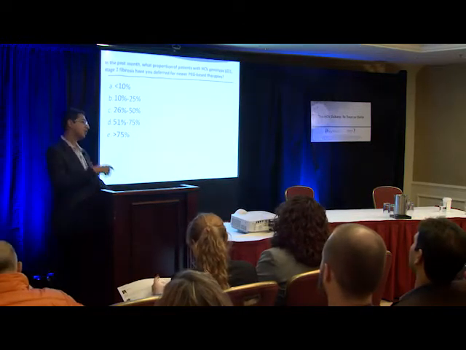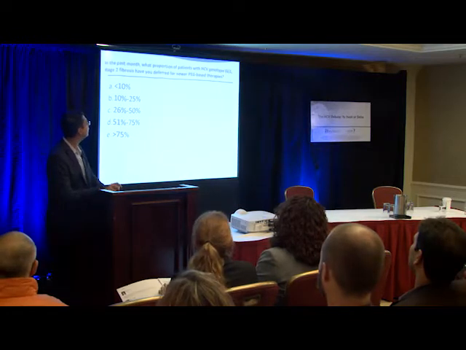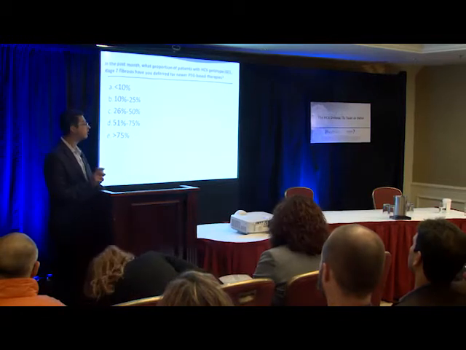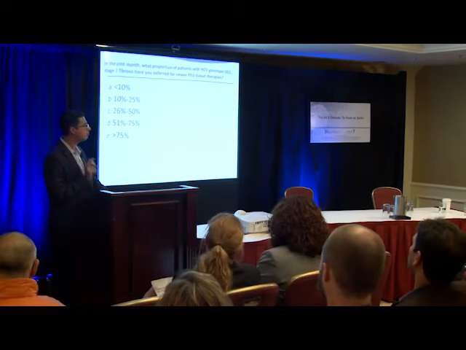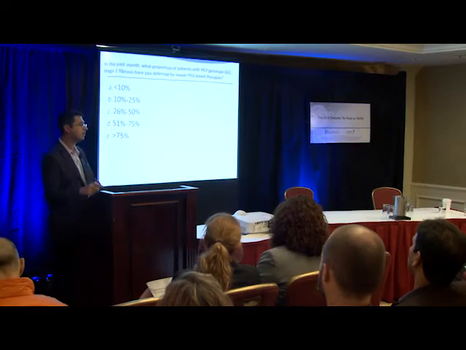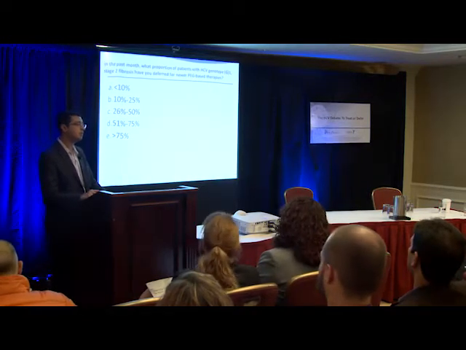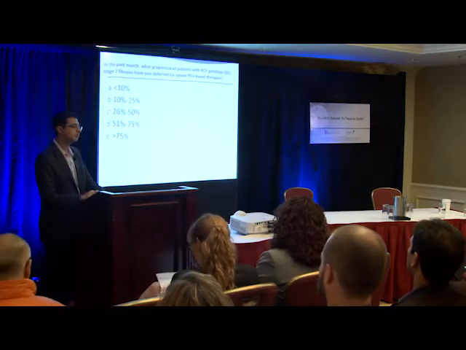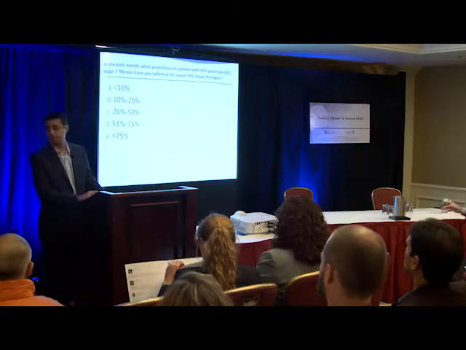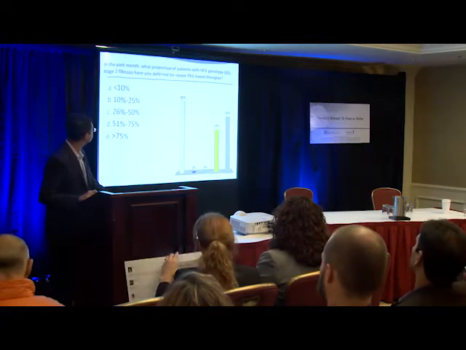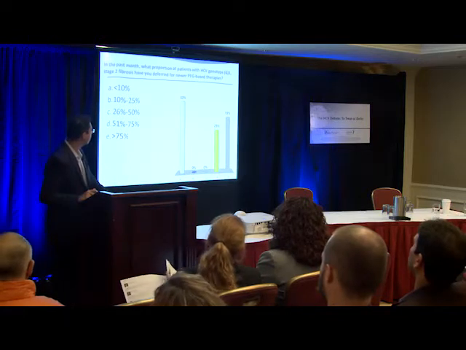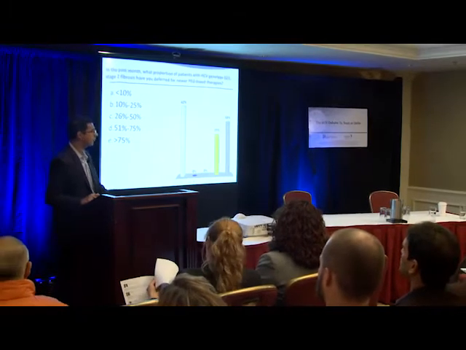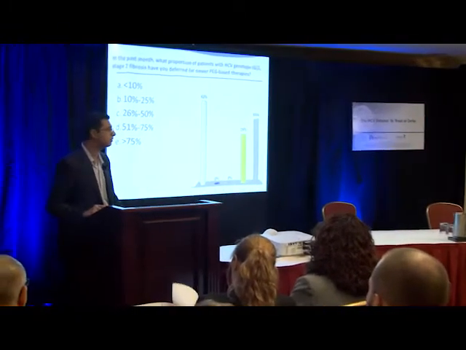OK, this is actually one of those back to the serious questions. In the past month, what proportion of patients with hepatitis C genotype 1, stage 2 fibrosis, have you deferred for a newer PEG-based therapy? I'm looking for simeprevir or sofosbuvir-based therapy for the future. So most people are less than 10%, but there are a third of people who are deferring almost everybody. OK, so we'll see what that looks like at the end of the debate.